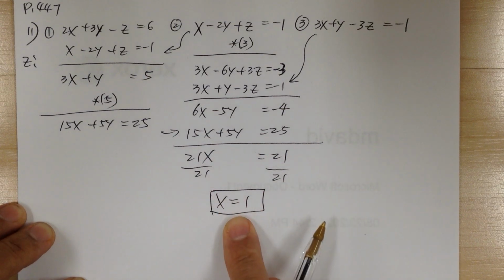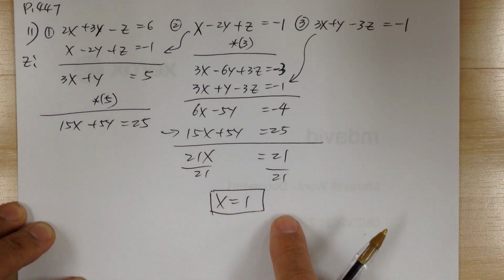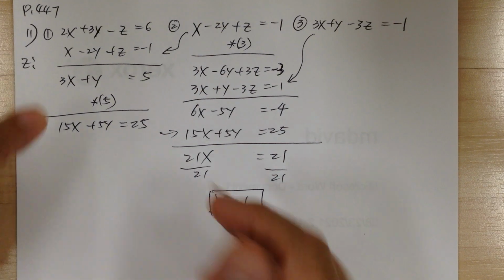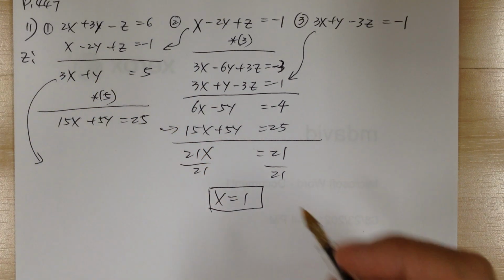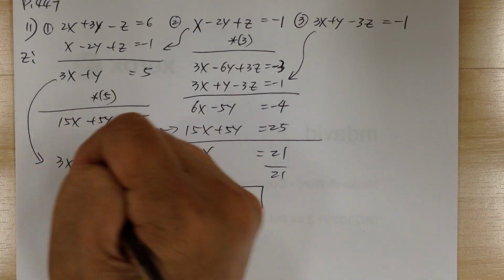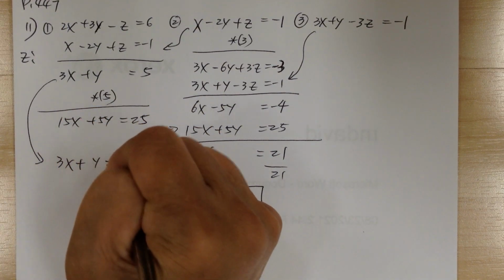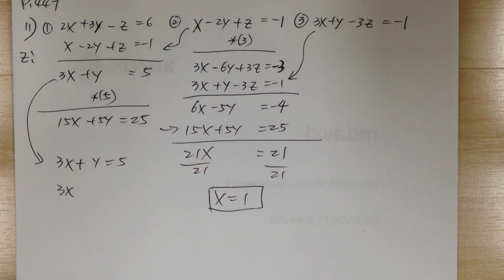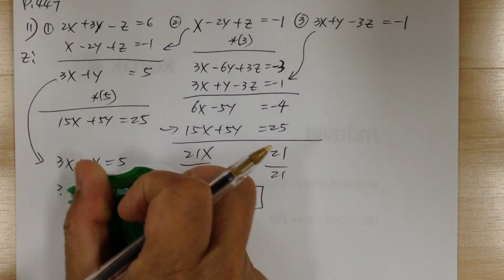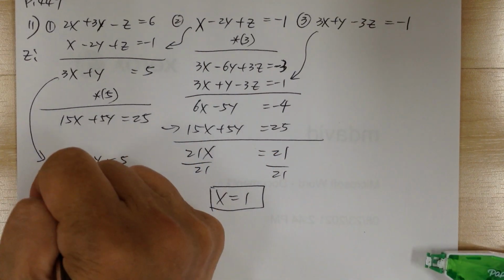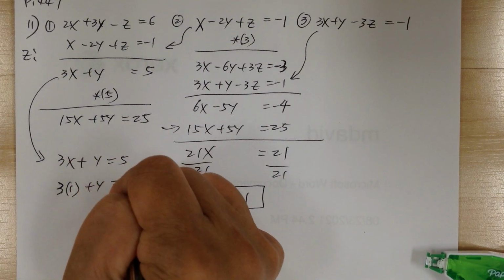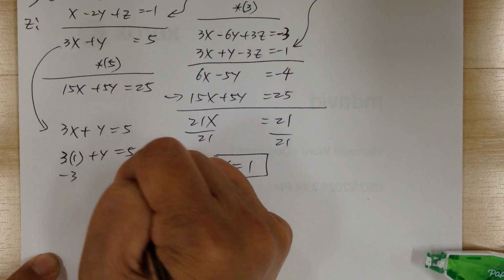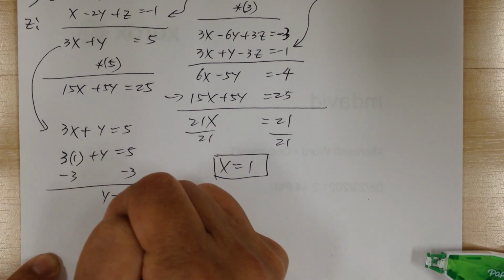Once I found x, I have to go back one step. I'm going to use this one here. Okay, so I get 3x plus y equal to 5. So 3x, substitute. So again, I'll write it again so that people can know what equation I'm using. Okay, so minus 3 on both sides. So y equal to 2.